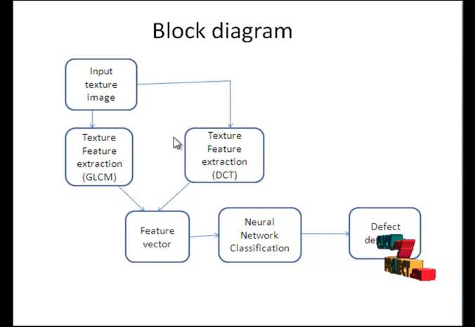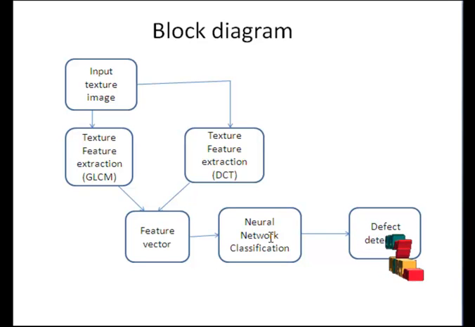After extracting that feature, we are also extracting the DCT. DCT is the discrete cosine transform, which is used to convert the image from the spatial domain to the frequency domain. And also we are computing the standard deviation for the DCT coefficients. These feature values will be passed to the feature vector. In the feature vector, we are combining these two feature values as a single feature vector. The single feature vector will pass to the neural network classification.